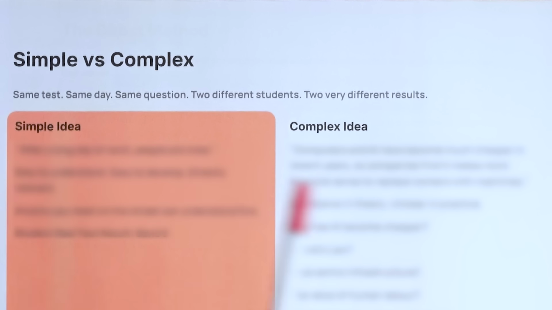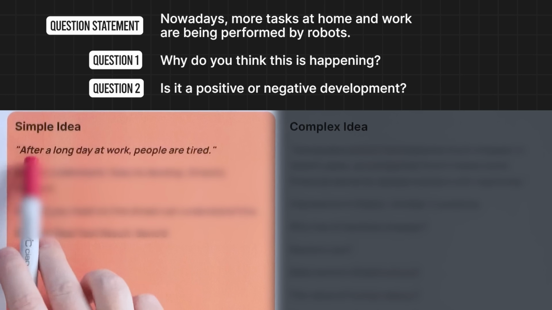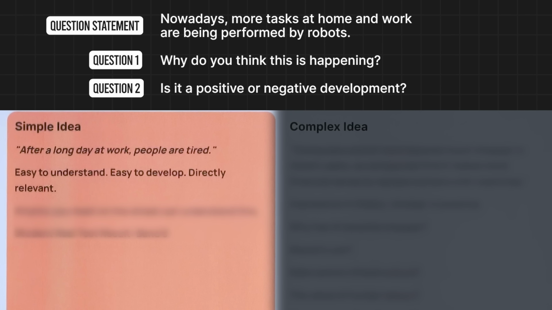So let's look at a simple idea and a complex idea. Remember the question, why are people using robots? Simple idea: after a long day at work, people are tired. Easy to understand, easy to write about, directly relevant, and a good test is, could you take that idea, tell it to anybody outside in any English-speaking country, show them the question and say, I think this is a good idea. Would everyone understand you? Or would they be like, I don't really know what you're talking about. That's difficult to understand. Can you explain that? What do you mean? If they're asking you those follow-up questions, then it's not a very clear, relevant idea.